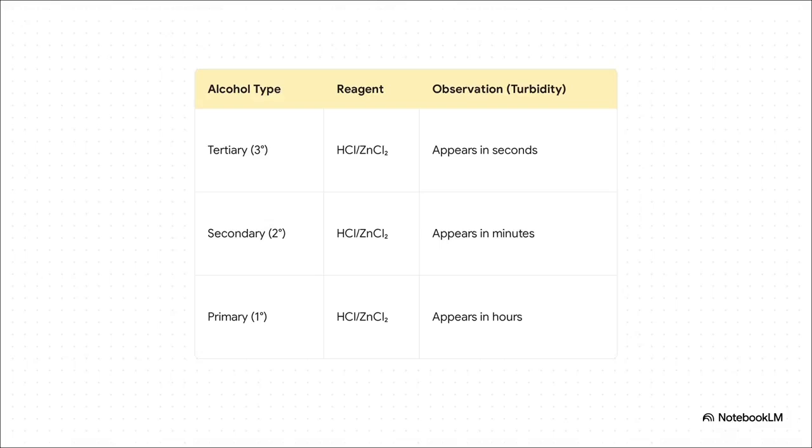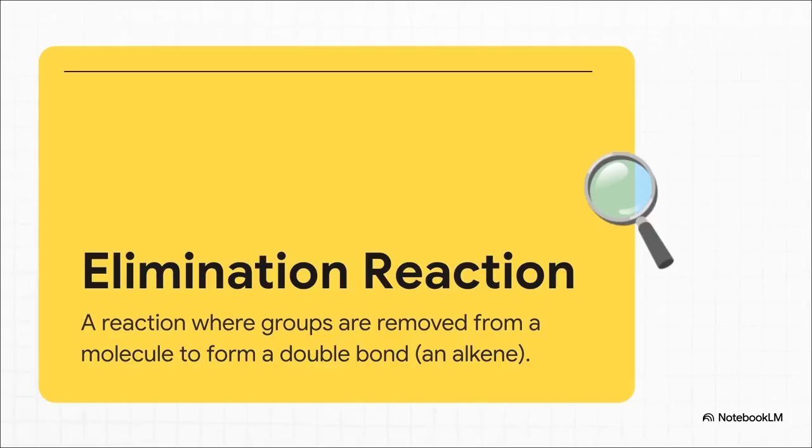It's like a chemical clock that reveals the molecule's true identity. But alcohols aren't just for tests. They're for building things. If you heat up an alcohol with a strong acid, you can actually do the reverse of what we saw earlier. We can kick out the OH group and a nearby hydrogen, and that forms a brand new carbon-carbon double bond. We call this an elimination reaction, and it's a super fundamental way to build bigger, more complex molecules.